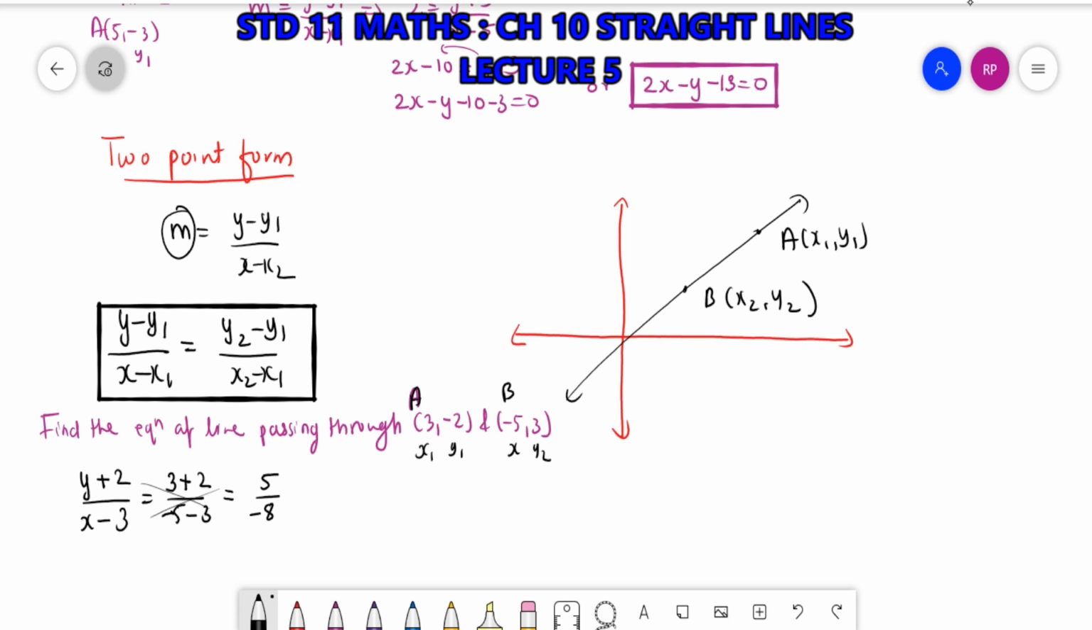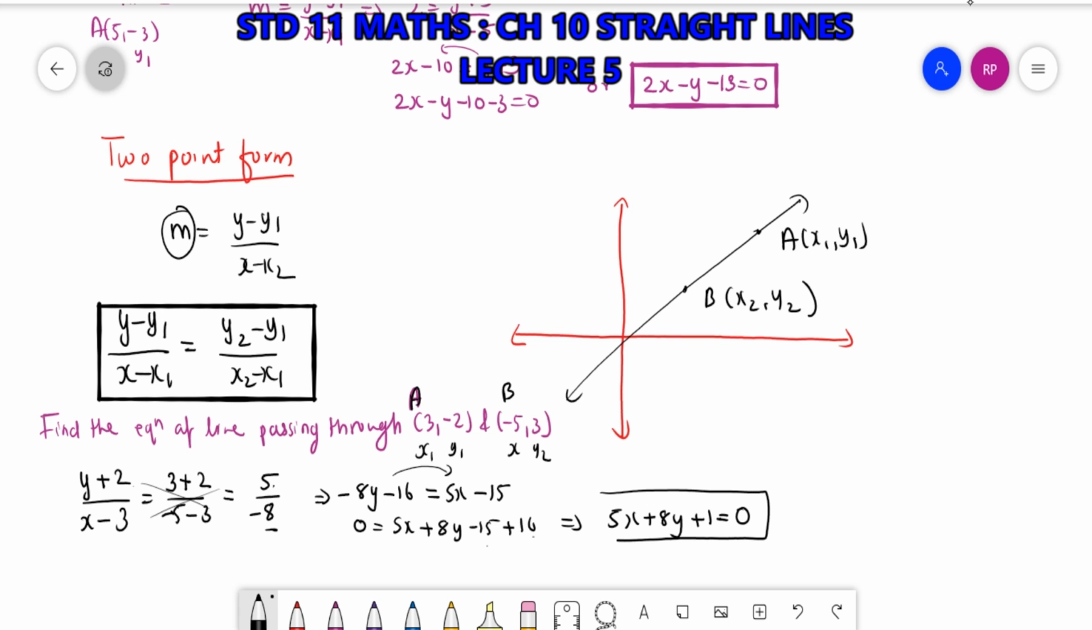Now cross multiply. So minus 8 times (y plus 2), that is minus 8y minus 16, equal to 5 times (x minus 3), that is 5x minus 15. Taking everything on this side: 5x minus 15, and minus 8y goes plus 8y, plus 16. This implies 5x plus 8y minus 15 plus 16, that is 5x plus 8y plus 1. This is equal to 0.